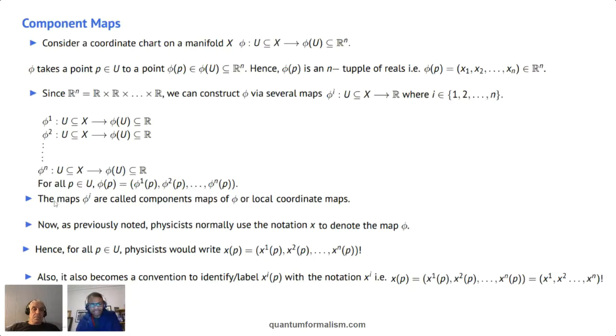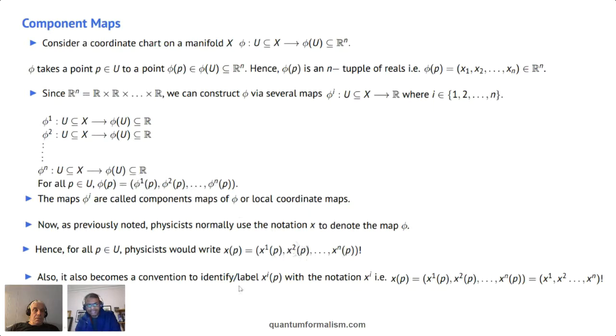So that's one thing I wanted to call your attention to. You will see this a lot. Another thing is that obviously we are using the notation phi, but in a lot of books, especially those tailored to physicists, they use the notation x. So, for example, instead of phi of p, they would write x of p, and this would be written like this.